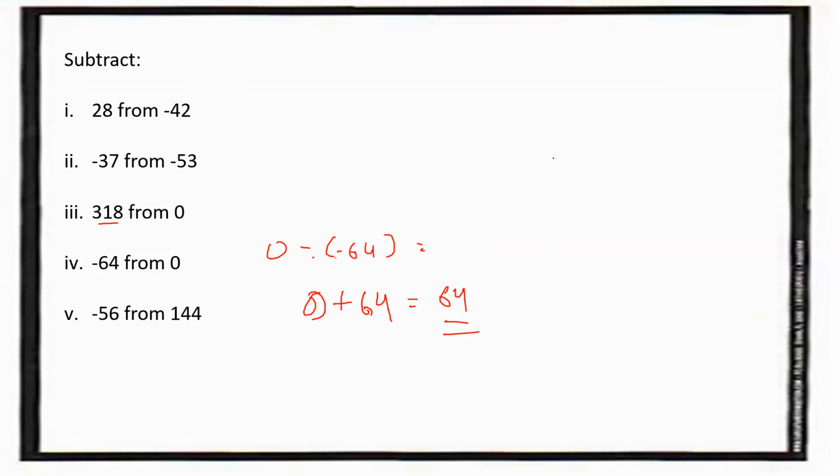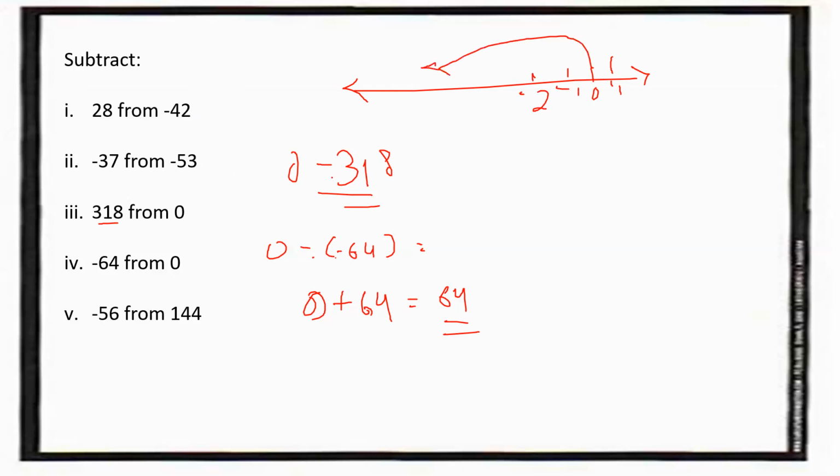Okay, that is how it gets reversed. But if you want to do it logically, you can also say 0 minus 318. Think of the number line. You have 1 here, 0 here, and minus numbers on this side. If you subtract 318 from 0, you move to this side, right? So you will get a negative answer. Got it?